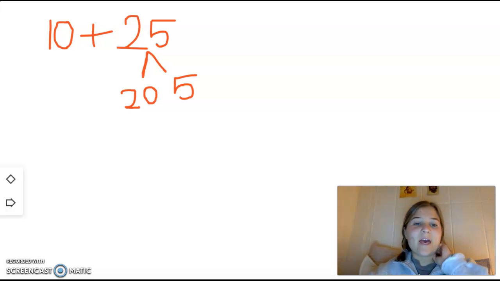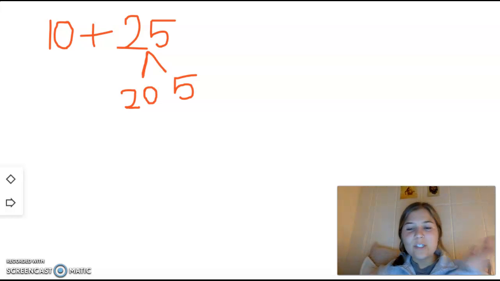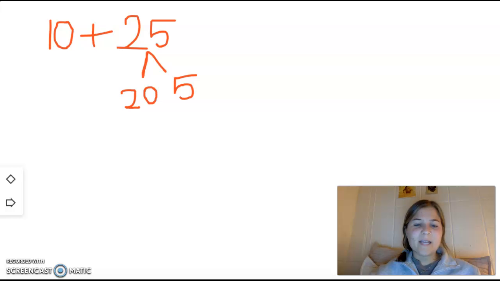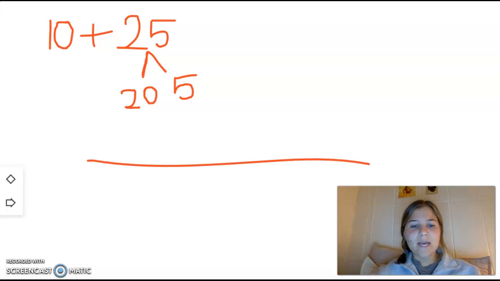So let's say that 10 plus 25 was just too much for me to add. So I got my open number line and I start at 10. And I just don't know where to go from there. Well, I know that 25 also is 20 and 5.